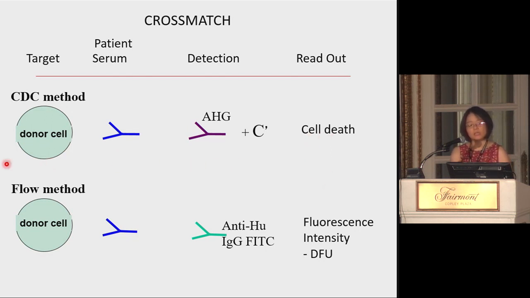Okay? In the method that uses flow cytometry, the main difference is that you're not using complement. Rather, you're using a secondary antibody that's labeled with a fluorescent dye that just recognizes the patient's alloantibody, okay? So in this flow cross-match method, you do not know whether the donor-specific antibody that a patient has fixes complement or not. All you know is that it's capable of binding to the donor cell.